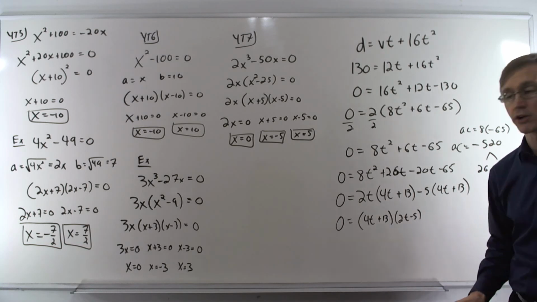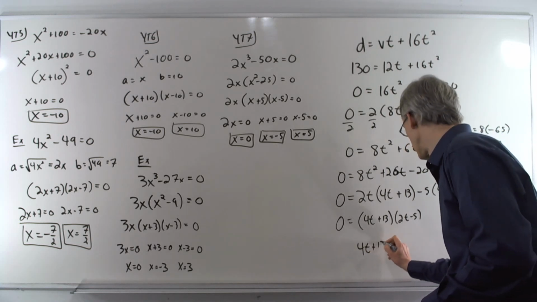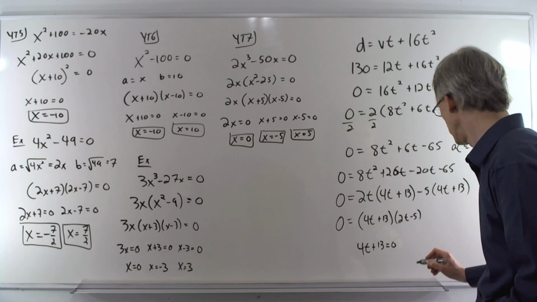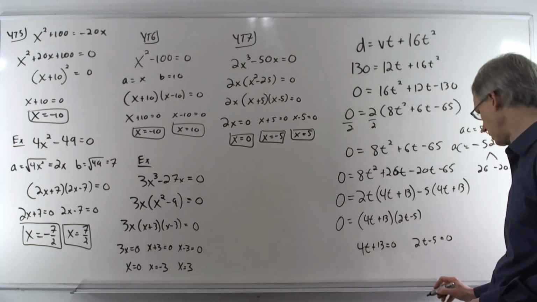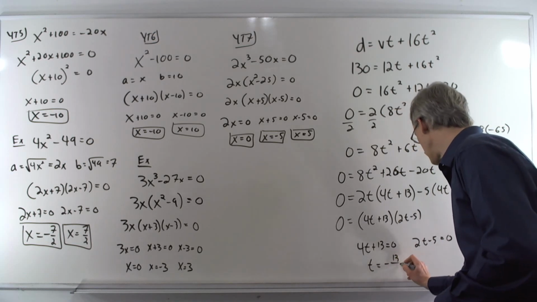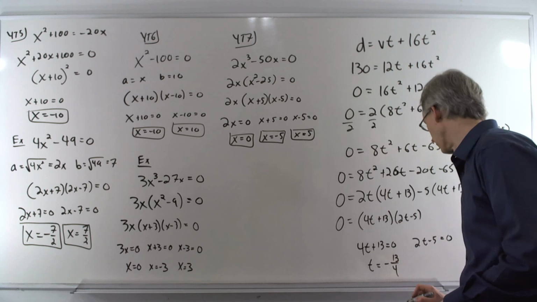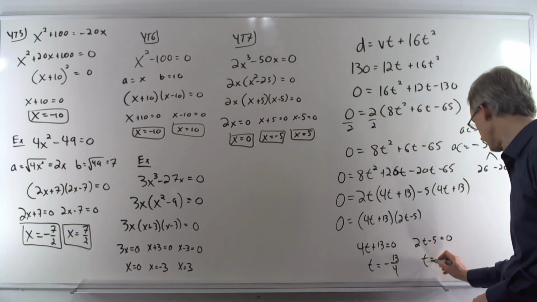Now we use the principle of zero products and split this up. 4t plus 13 equals 0. 2t minus 5 equals 0. Now when we solve this one, we get negative 13 fourths. Over here, we solve this one, we get 5 halves.